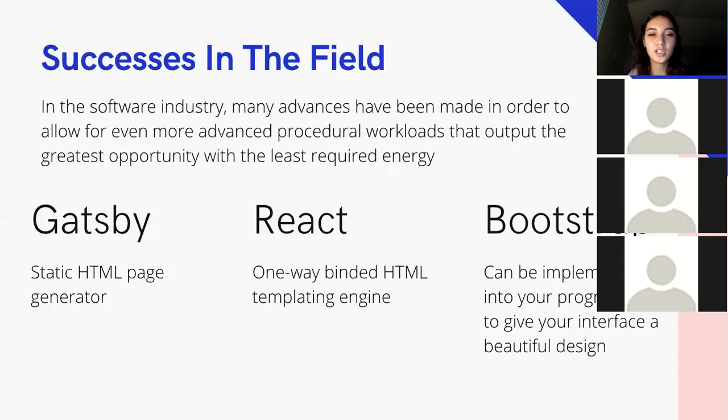React by definition is a one-way binded HTML templating engine. If you've ever watched a movie or seen an image of someone typing hundreds of lines of code, that's probably taking place in what's known as an IDE, or integrated development environment. What React does is it can be implemented into your IDE to template or restructure your code in a much more pleasing way. So if you have Grammarly attached to your computer and you're typing a document and it makes suggestions for you, React is kind of similar but with software.